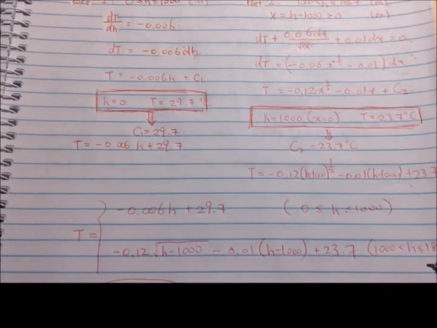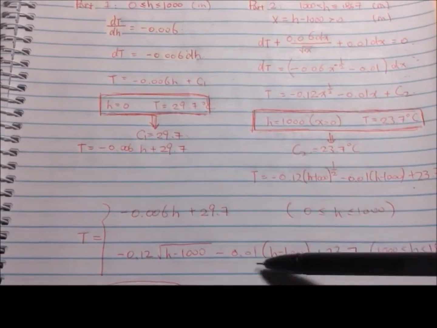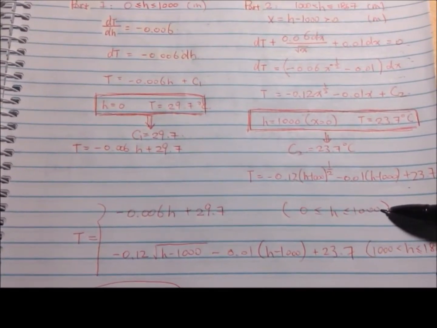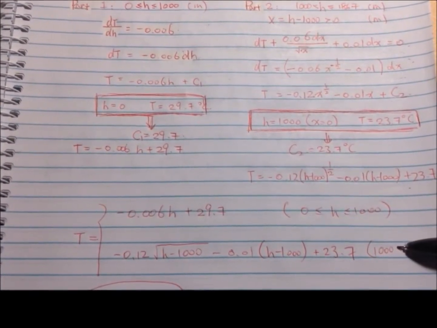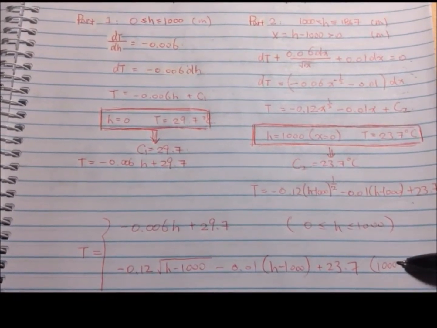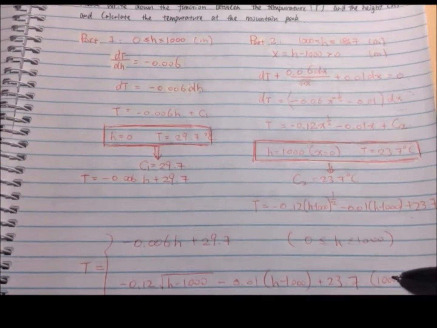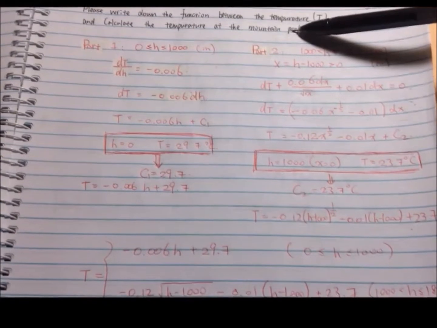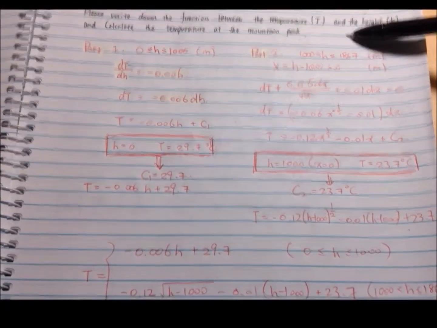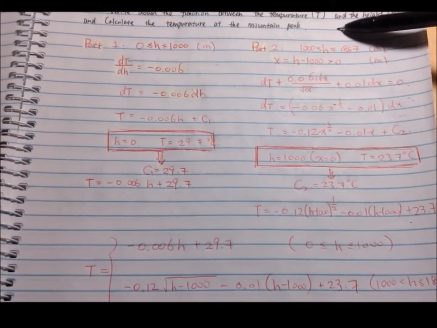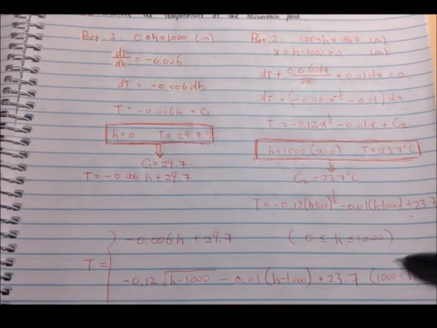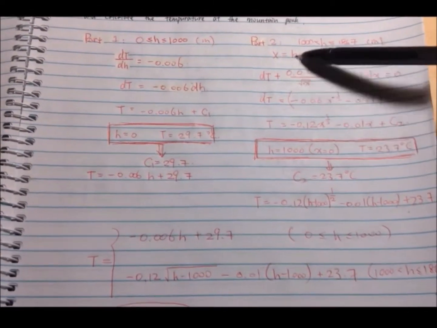The result is written in the piecemeal function form like this, with two functions and the domain after each function. So that's the function T of h. And the second part is to calculate the temperature at the mountain peak. This is relatively easy as long as you got the piecemeal function here.